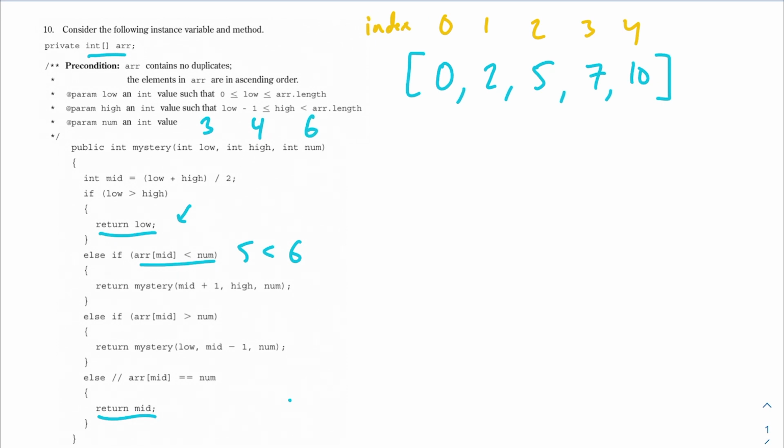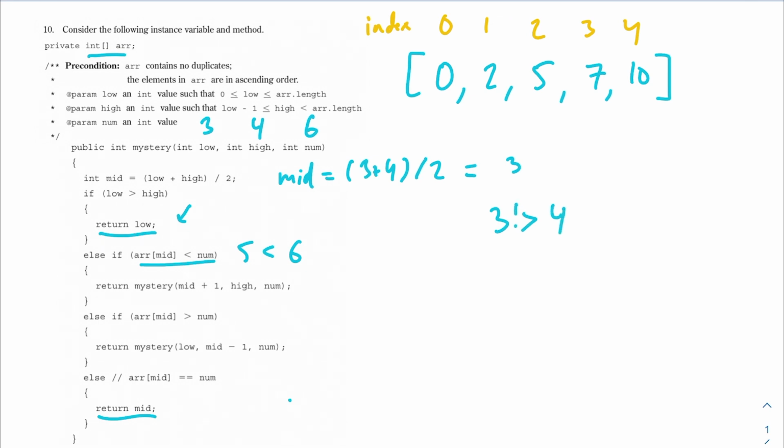So now we run through that code again. So mid is going to be (low + high) / 2. So (3 + 4) / 2. We're going to be doing a little bit of integer division here. So you would anticipate this to be 3.5, but none of these are doubles. So we're actually just going to truncate the 3.5 to a 3. Is low greater than high? So right now our low is 3. Is low greater than 4? No, it is not. We don't go into this condition.